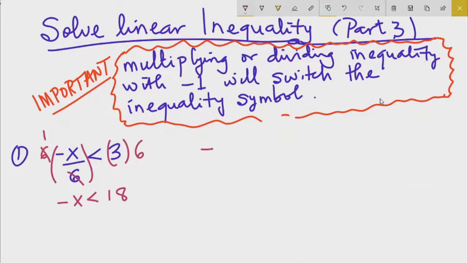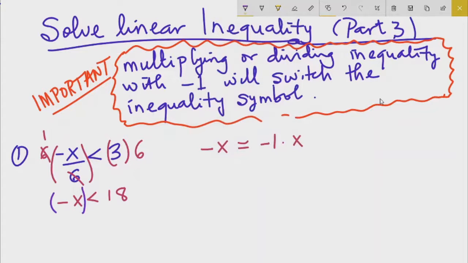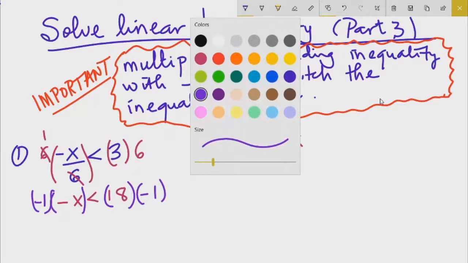Whenever you have a negative x, that is the same thing as saying negative 1 multiplied by x. So to be able to take care of this negative 1, you need to either multiply both sides by negative 1 or divide by negative 1. It doesn't really matter which of the two choices you pick. So let's say we pick to multiply by a negative 1. So we want to multiply both sides by a negative 1 to get rid of the negative 1. So negative 1 multiplied by negative x, that will give us positive x.